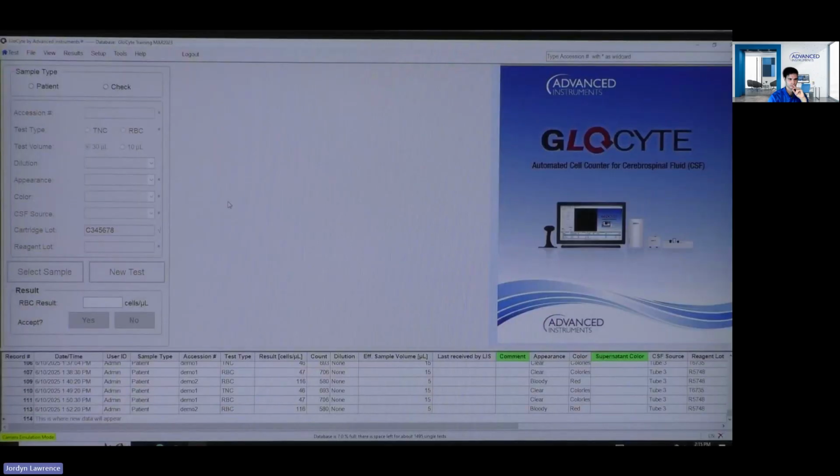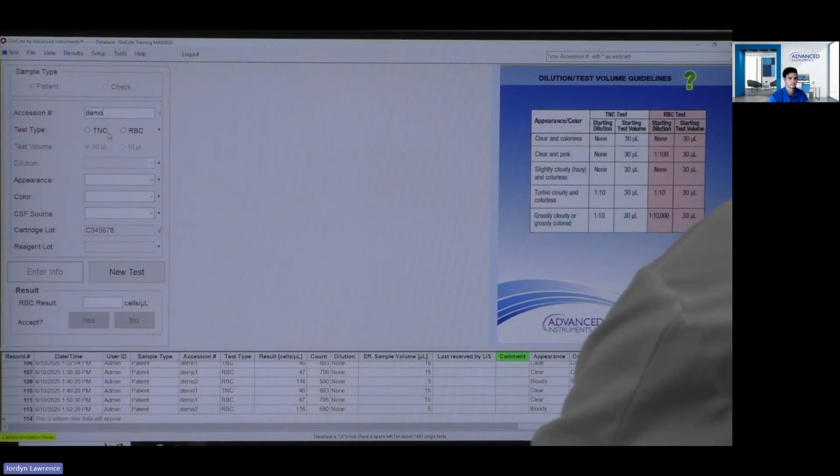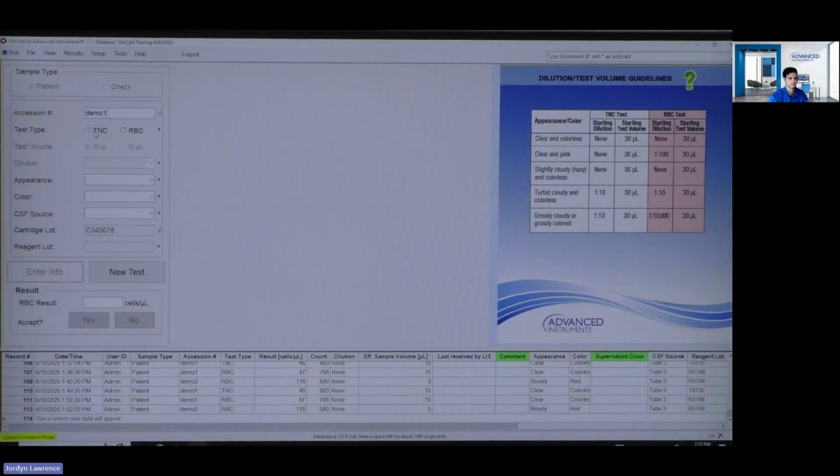Now I'm going to show you our software. So you'll see our software is really intuitive. It's basic to run. There's not a lot of buttons. Not really hard to mess up. But you'll see over here in the corner, you have patient and you have check. Check is the quality control check, but we're running a patient sample. So I'm going to click that. I'm going to type in demo, and I'm doing the TNC result, so the white blood cell reagent, excuse me, and solution. I didn't run a solution. You saw me prepare it, so I'm going to click none.